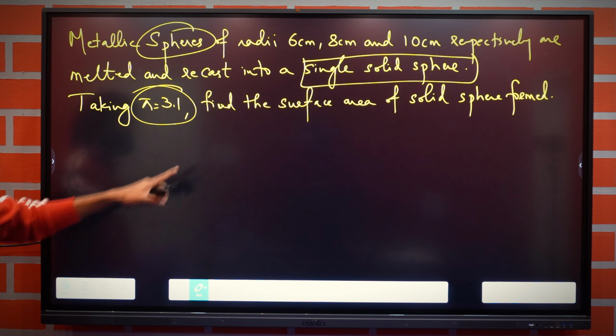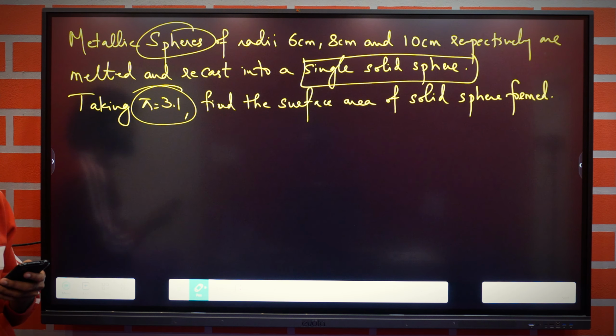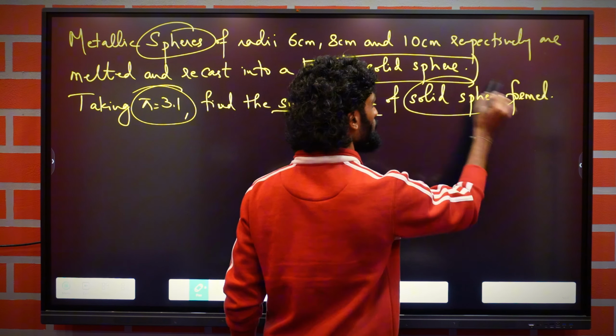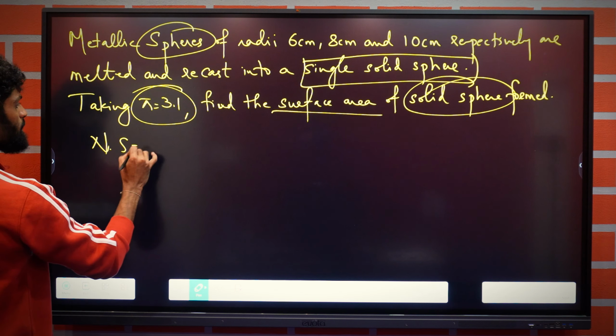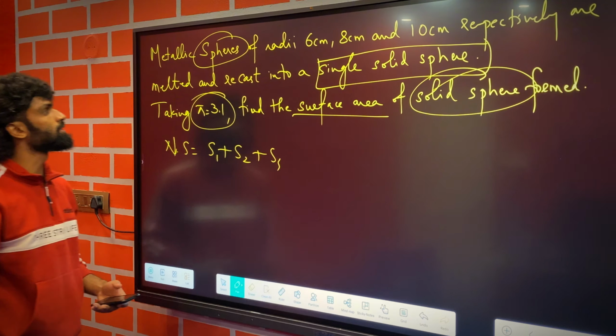That's how it works. Find the surface area is what I'm supposed to do. Finding the surface area, it's a sphere, so 4 pi r square I'm supposed to use. But the problem is I'm supposed to find the surface area of the new sphere. Getting it? Now how do you do that? New sphere will be equal to sphere 1 plus sphere 2 plus sphere 3. That's how it works.